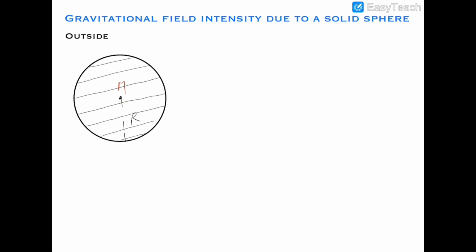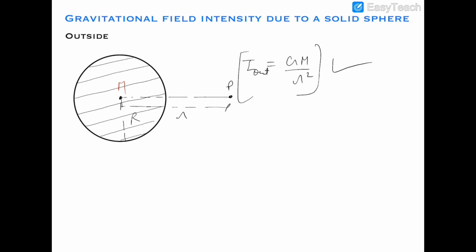Now, to find out the gravitational field intensity at a point lying outside the sphere, this one, we have to again concentrate the complete mass of this sphere at its center, and therefore the magnitude of gravitational field intensity can be written as GM by r square, because I have considered that the complete mass is concentrated at this point, and this mass is at a distance of r from this point.